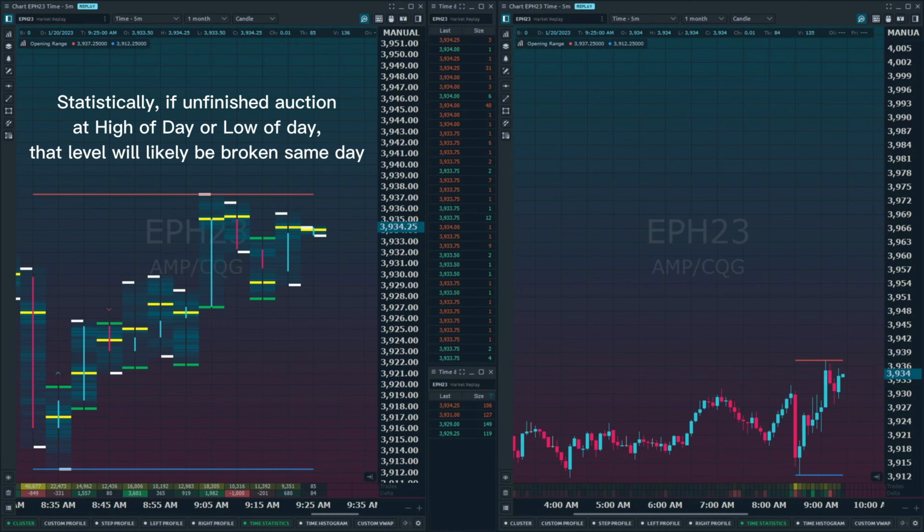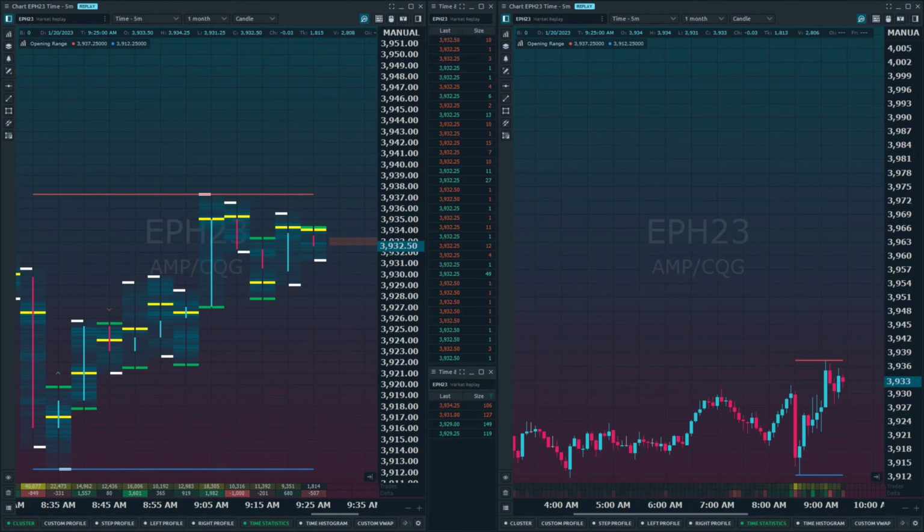Because statistically, there's a high probability that if there's an unfinished auction, meaning there are still buyers at the high of day, that level will be broken and we will go higher the same day. So if I'm looking to take a short, I don't want there to be any reason to think that we will go any higher the rest of the day.